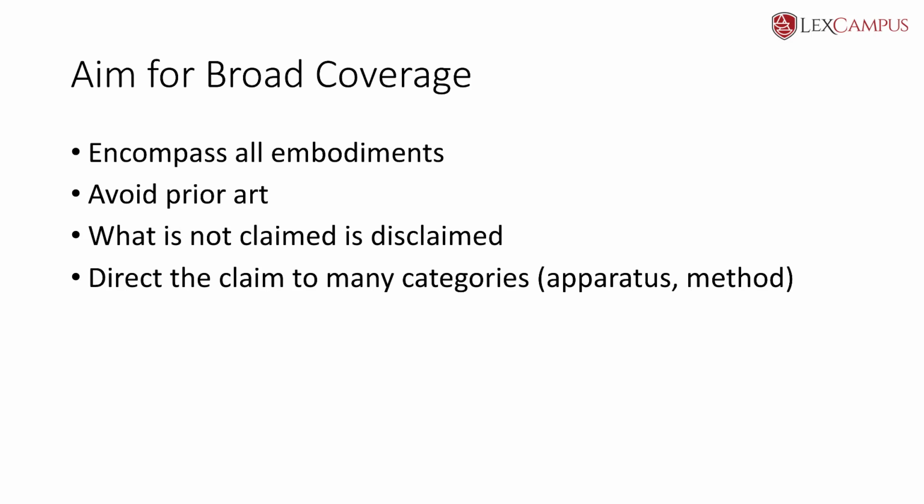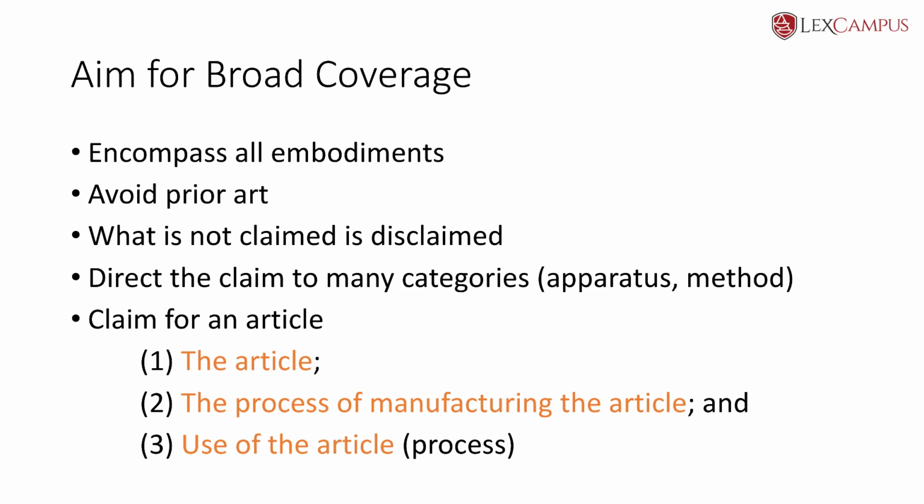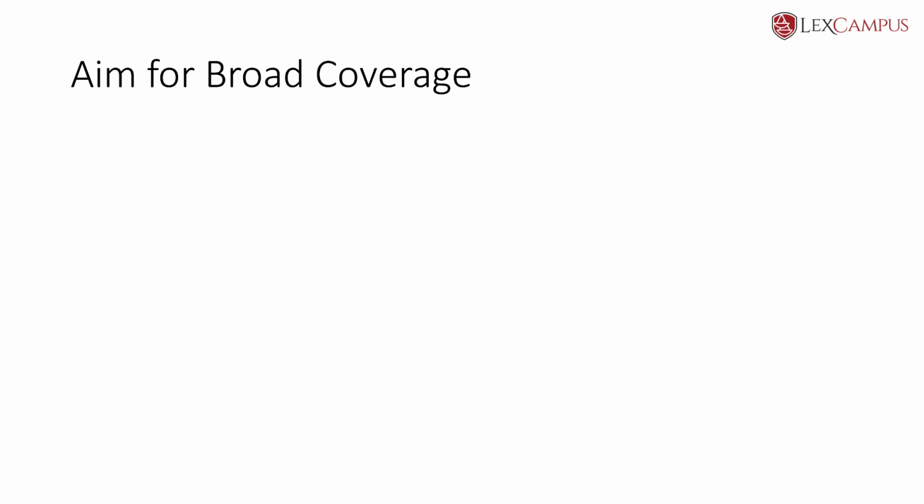Try to direct the claim towards multiple classes or categories. Like you could have an apparatus claim, you could have a method claim, and you can have different types of method claims as well. For an article, you can have an article claim, what is called an apparatus claim. You could have a process of manufacturing the article, that could be a method claim. You can have a process claim or a method claim for use of the article.